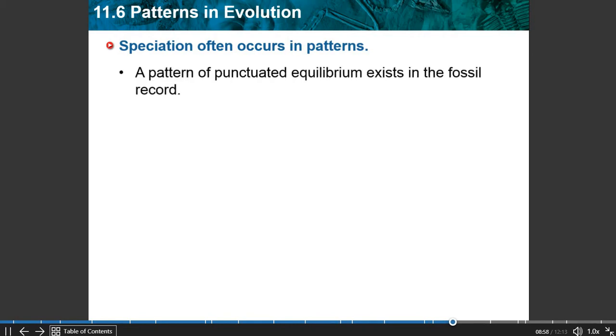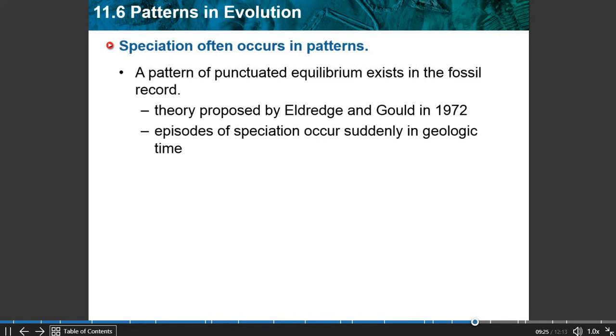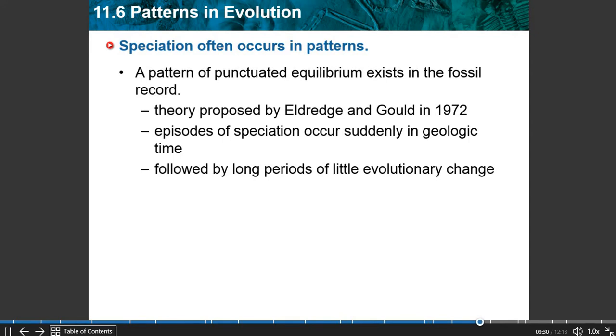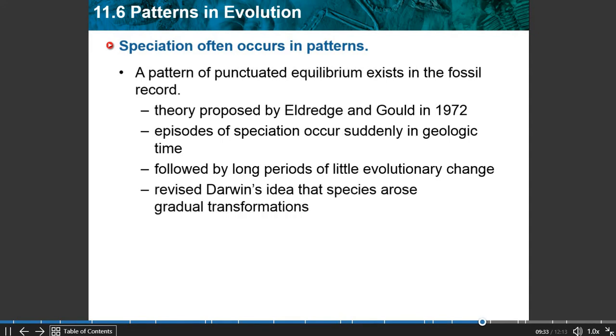So speciation often occurs in patterns. A pattern of punctuated equilibrium exists in the fossil record. What punctuated equilibrium says is no change, no change, no change, and then boom, rapid change. And then no change, no change, no change, and then rapid change. This theory was proposed by Eldredge and Gould in 1972. So speciation occurs suddenly in geological time, followed by long periods of little evolutionary change. This revised Darwin's idea that species arose through gradual transformation.